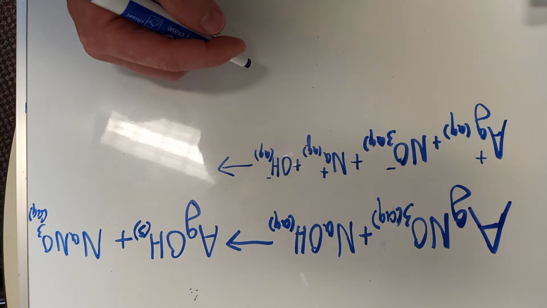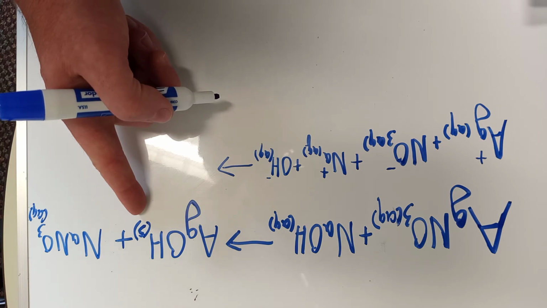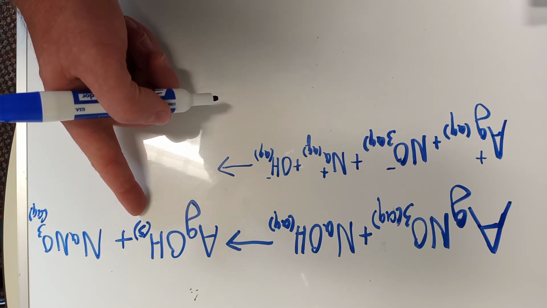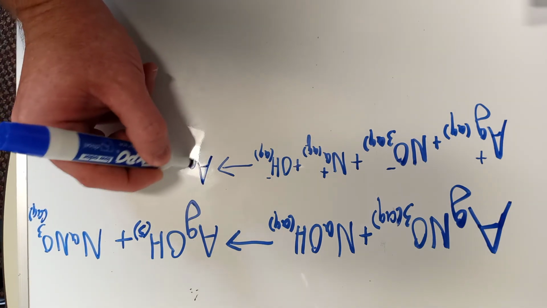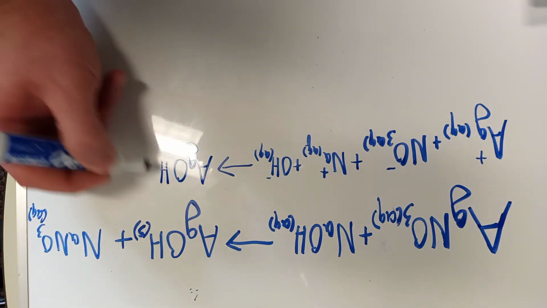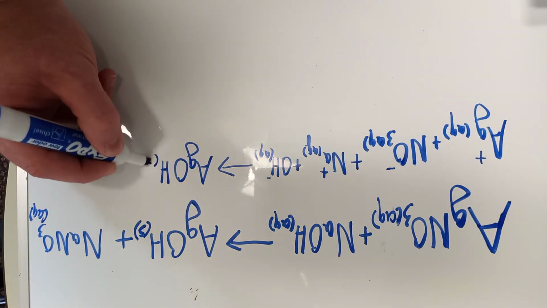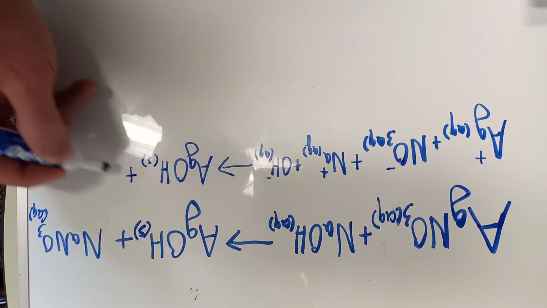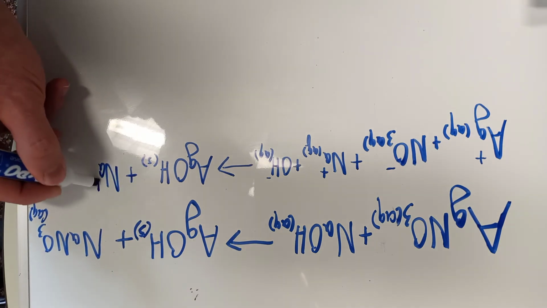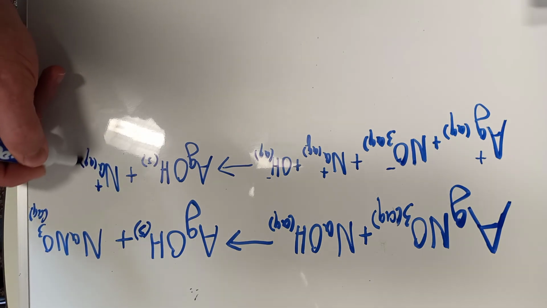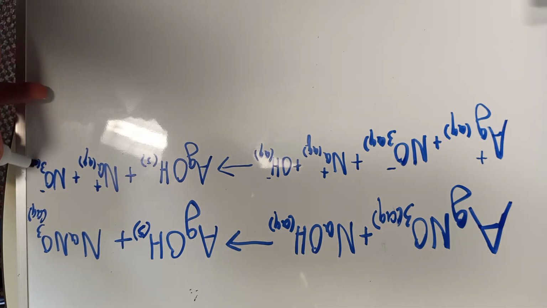On the right side of the arrow, we have AgOH, which is a solid. Reminder, if it's a solid, water cannot split it up because it was insoluble, so we leave it together. So AgOH would remain together, unchanged by splitting the aqueous stuff, because it's not aqueous. And then finally, we have NaNO3, which is aqueous. So we'd say Na positive aqueous plus NO3 negative aqueous.